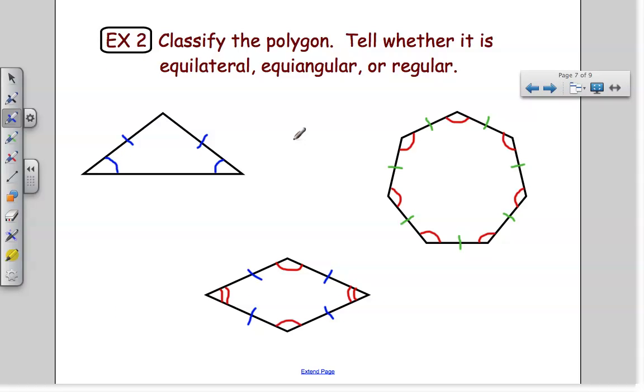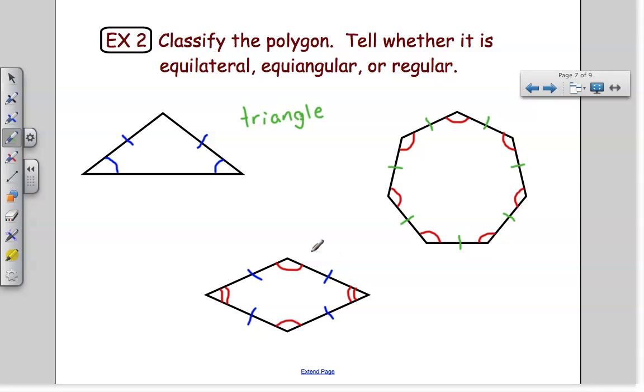So help me out here, classify the polygon. Tell whether it's equilateral, equiangular, or regular. First of all, for classifying the polygon, I know this is 3 sides, so this is a triangle. My question is, is it equilateral? Equilateral meant all sides congruent. I see 2 sides marked congruent, not the third, so it's not equilateral. Is it equiangular? I see 2 angles marked congruent, but not the third, so not equiangular, so it's definitely not regular, because that would mean both equilateral and equiangular. So just a triangle there.